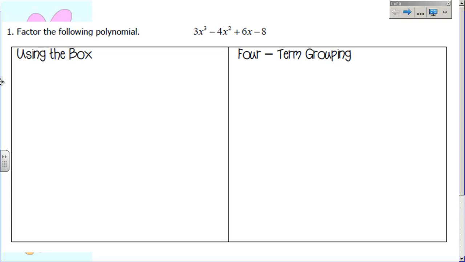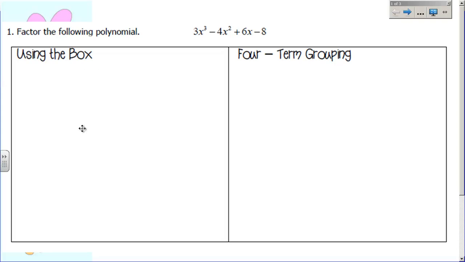Today we're going to be factoring something by doing either the four-term grouping method or the box method. I'm going to show you both, and then when you go to do a problem on your own, you can pick either one you want. It doesn't matter. They both work. They both get you to the same answer. It just depends on what you prefer. It's a personal preference. I don't care either way.